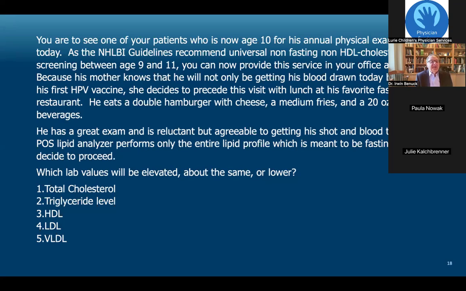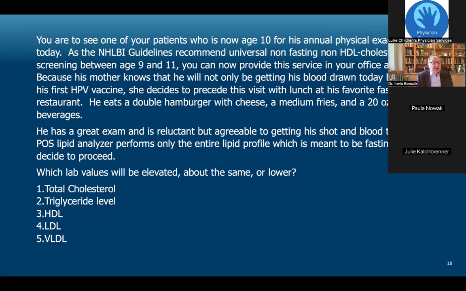His mother knows he will be getting his blood drawn today, but also his first HPV vaccine. She's always big on vaccines and wants these kids to be vaccinated on time. She decides to proceed with this visit after lunch at his favorite fast food restaurant, and he gobbles down a double cheeseburger, medium fries, and a 20-ounce sugary beverage. He has a great exam and is reluctant but agreeable to getting his shots and blood tests. The point of service lipid analyzer performed in your office does the entire lipid profile, which is meant to be fasting, but this patient, of course, is not fasting. You decide to proceed. Which lab values will be elevated, about the same, or lower?